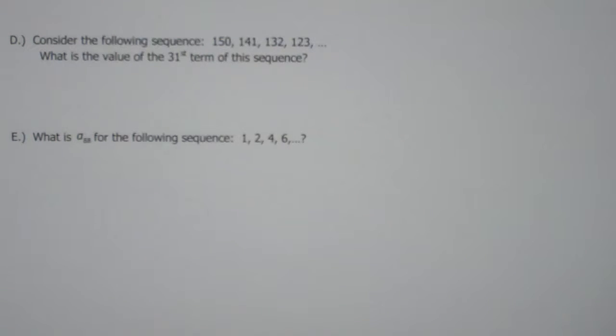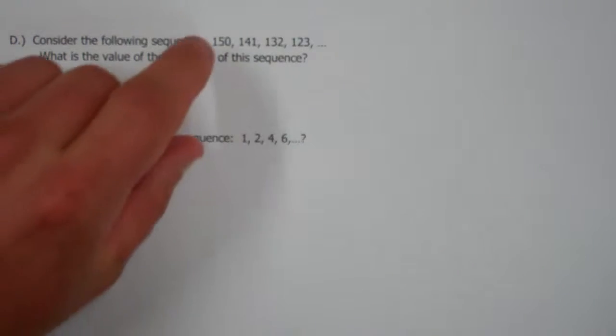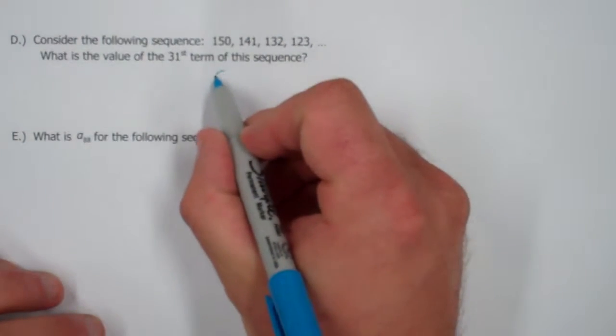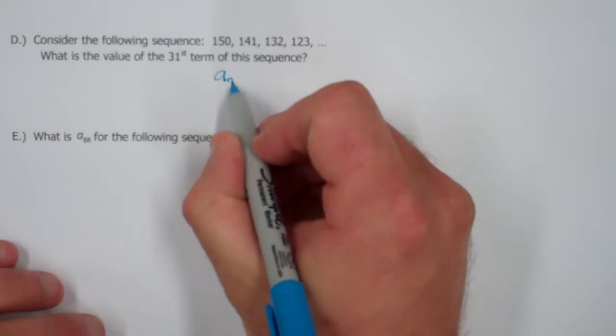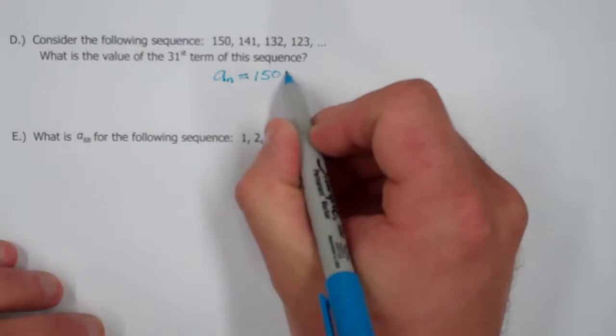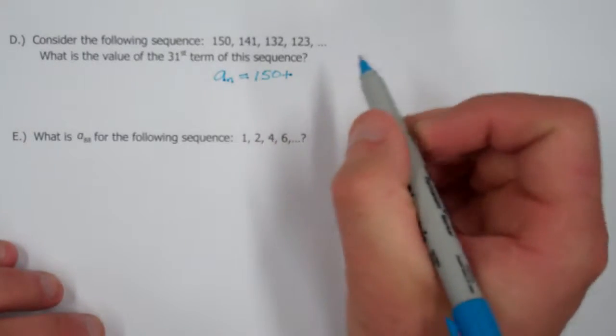And so we'll consider the following sequence: 150, 141, 132, 123. What is the value of the 31st term in this sequence? Well, what we could do is write all these terms out and count them off: this one's the first one, second, third, fourth, fifth, sixth, and so on. But I think that's going to take a while. I'd like to write a formula here. A sub n is equal to the first term plus D times n minus 1.